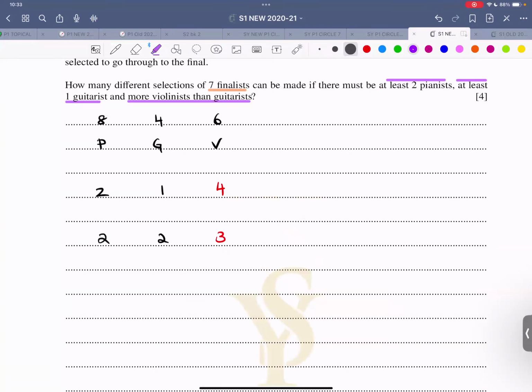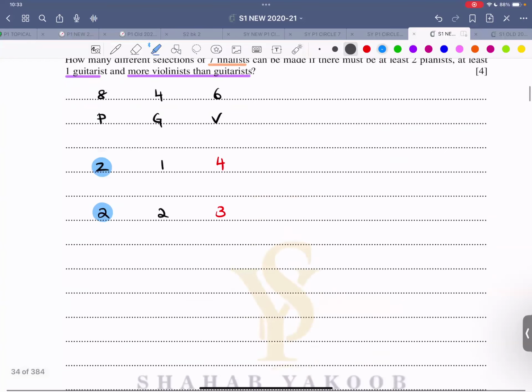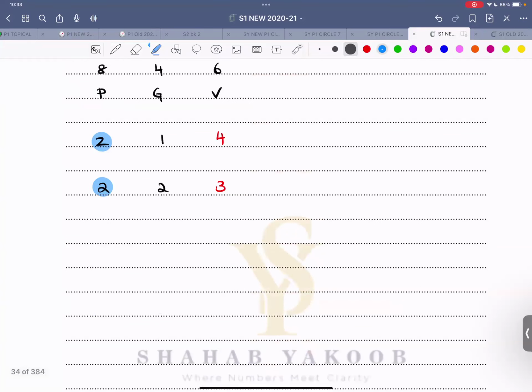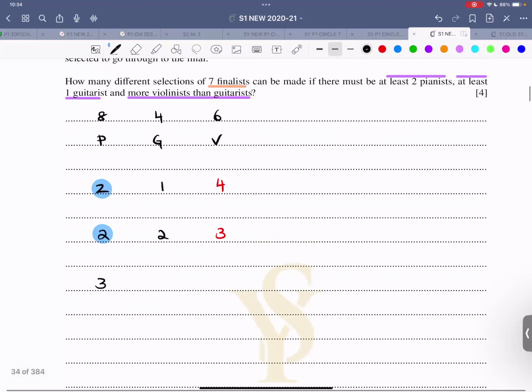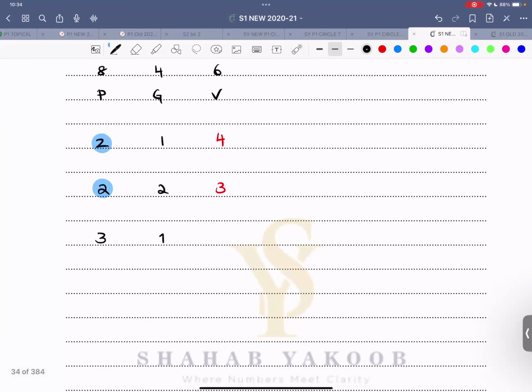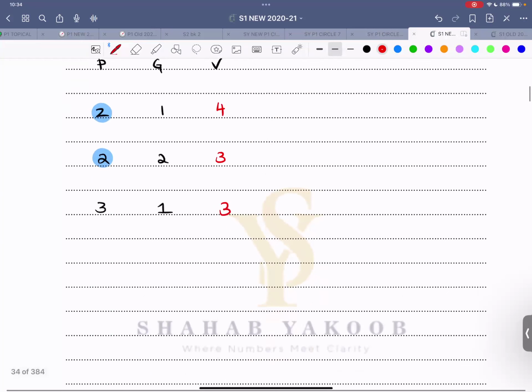So now let me focus on this. The two pianists, these options are exhausted. What if I increase the number to 3? Because it's at least two pianists, at least one guitarist. Let me choose 1 over here. 3 plus 1 is 4. So now this will be 3 over here. Altogether, it has to be 7.